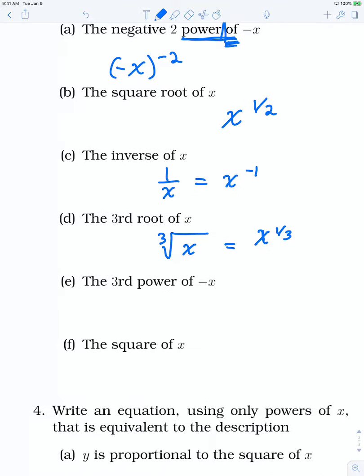The third power of -x. So again, that's the third power on top of -x. So that's just -x to the 3rd. Now, of course, you can rewrite this as something else, and maybe I will just this time. I can take that negative out, and when you cube something that's negative, the result is still negative, so I can put the negative out in front.